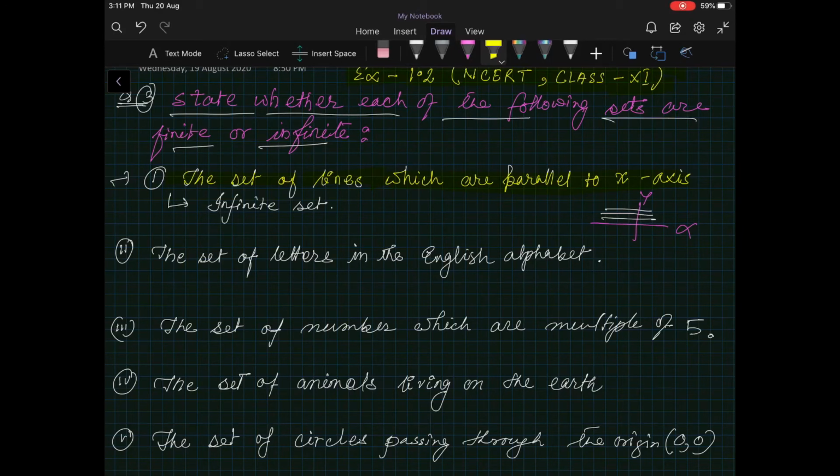And the next one, the set of letters in the English alphabet. We know there are 26 letters in English, so that's why this set is finite. The next one, the set of numbers which are multiples of 5. As there are an infinite number of multiples of 5, it is an infinite set. Now the set of animals on the earth. There are an infinite number of animals on the planet earth, so it is infinite.